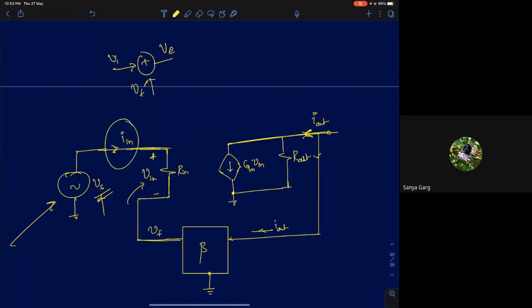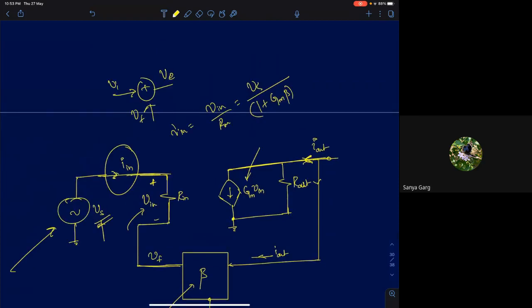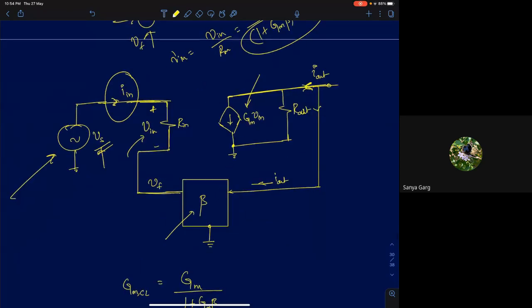So which means what will happen to the current? Iin. Compared with open loop, what will happen to the current Iin? So can I say Iin is simply Vin by Rn, which is Vs by 1 plus Gm beta into Rn. Here the forward gain is Gm, beta is the feedback gain. So if you see your input resistance, it is getting increased. So Rn has become Rn into 1 plus Gm beta. So what has happened here is that by the act of adding negative feedback to this amplifier, we were able to increase the input impedance.